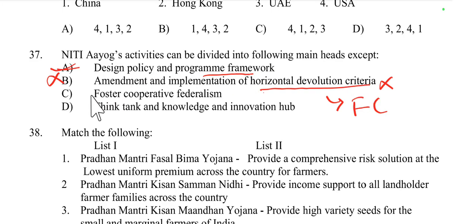Then Niti Aayog, it fosters cooperative federalism. It is right. Then it is a think tank and knowledge and innovation hub. Niti Aayog, it is a think tank and knowledge and innovation hub. So option A, C, D all are related with Niti Aayog, but option B is not related with Niti Aayog. So option B is right here.